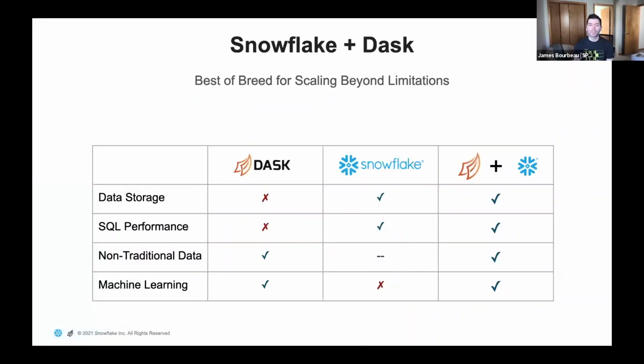This is a summary of the last couple of slides. The take-home message is that Snowflake is really good at data storage and SQL performance. Dask does not shine in those areas, but it does shine in the machine learning space, advanced analytics, and working with non-traditional data. So both of these technologies excel in certain spaces, and we can bring them together to get the best of all worlds. We can get the best of data storage and SQL performance, and the best of machine learning and non-traditional data analysis by combining the two.